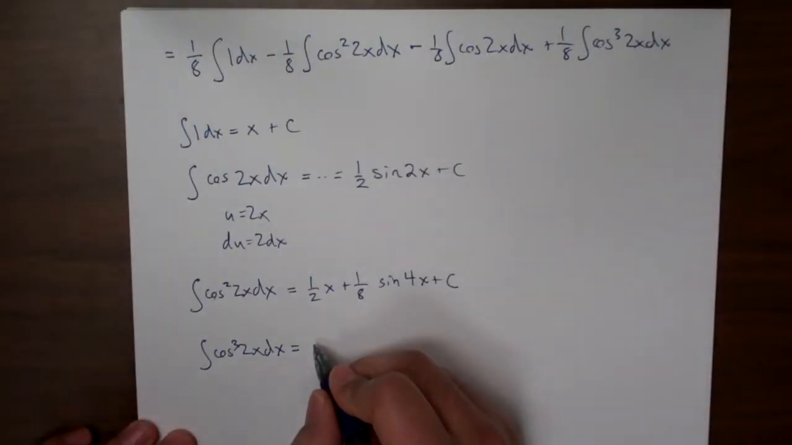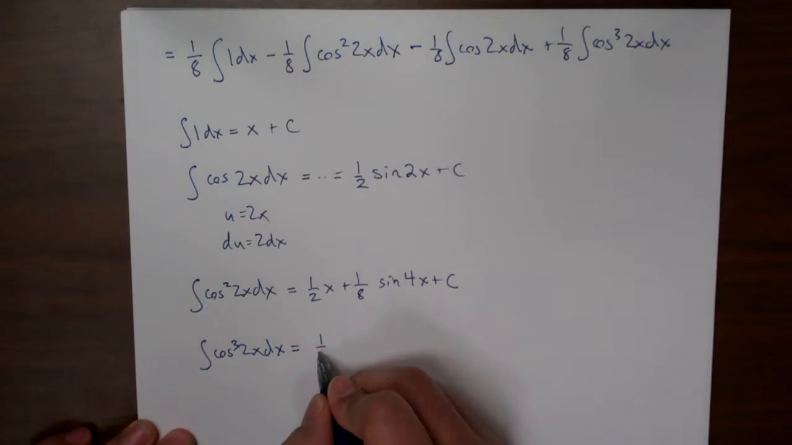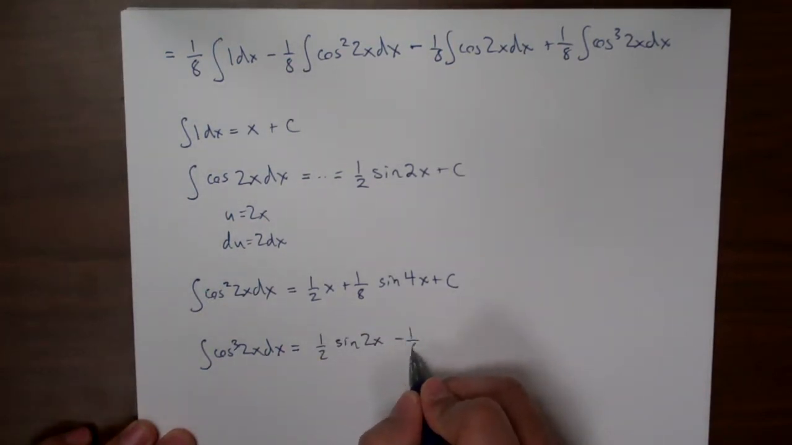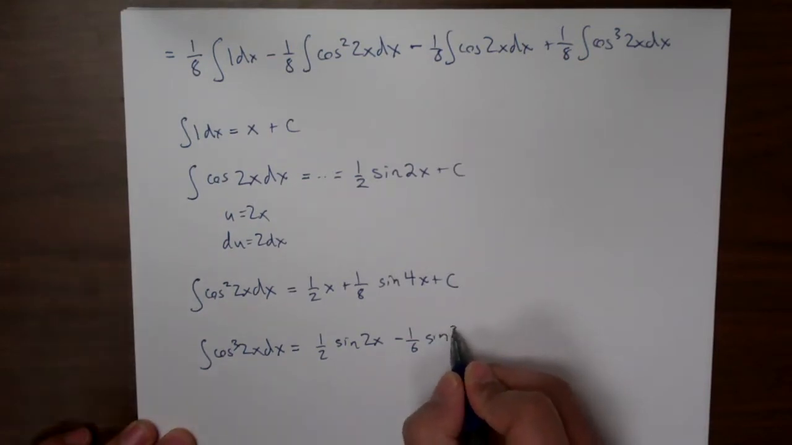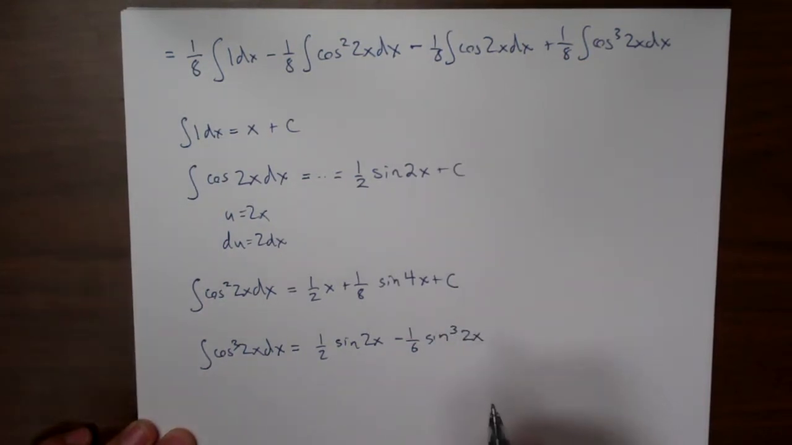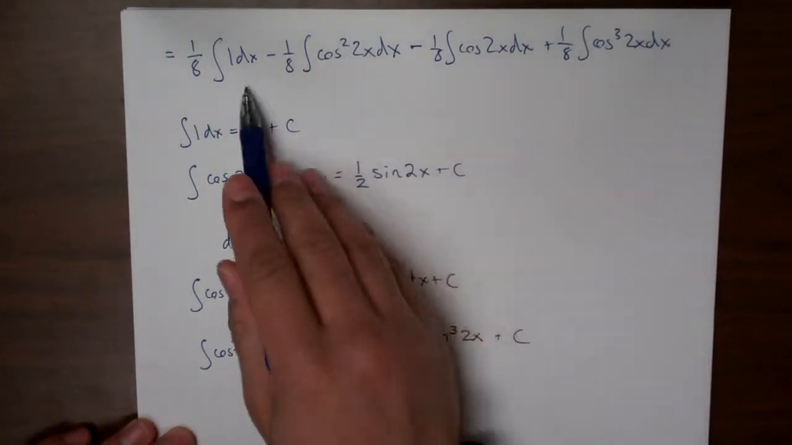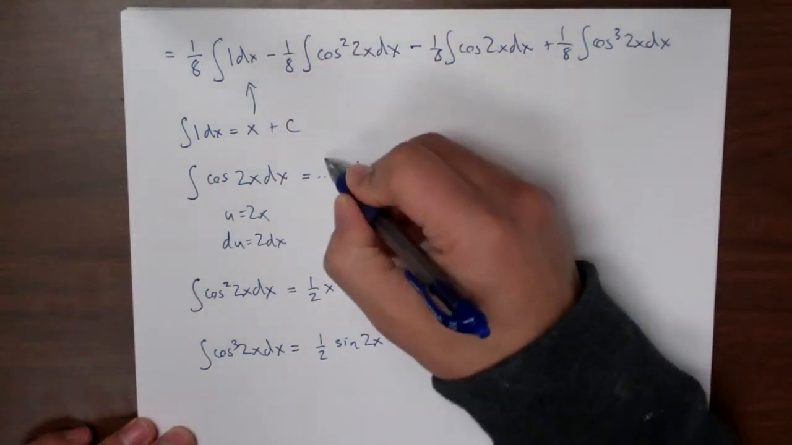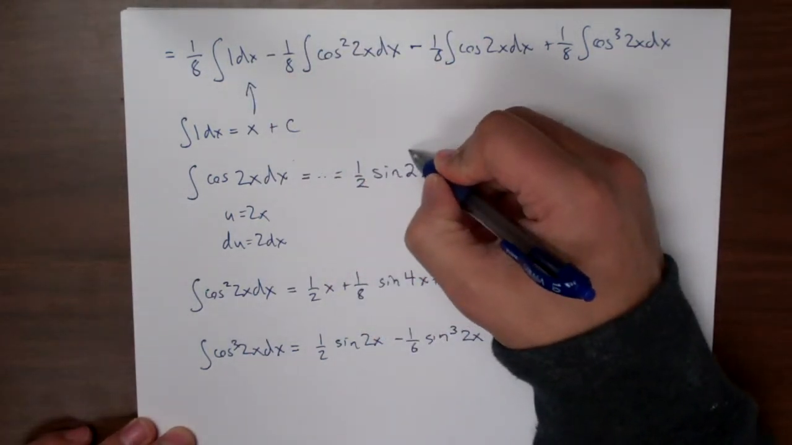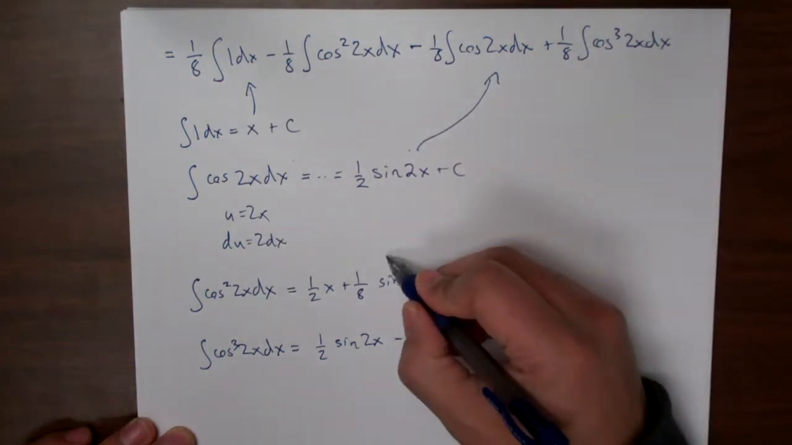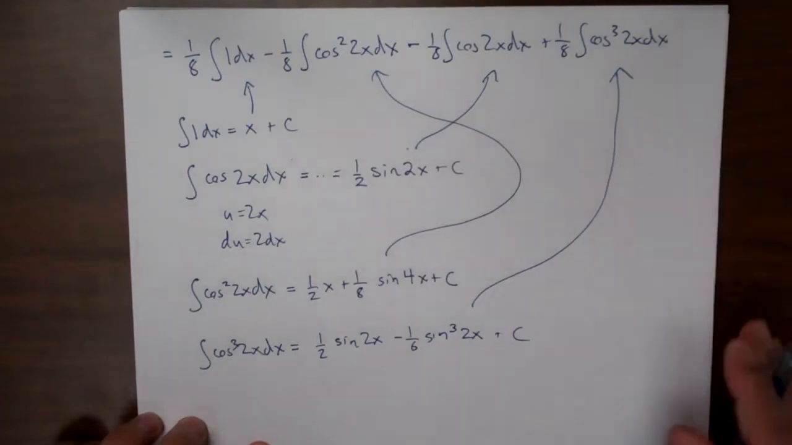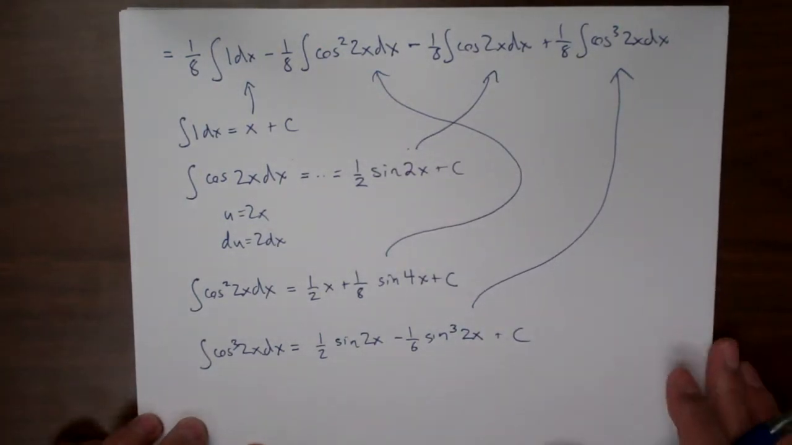Alright, so the integral of the cosine cubed, we got 1/2 of the sine of 2x minus 1/6 of the sine cubed of 2x. Okay, altogether, all these parts will be combined. The cosine of 2x, that was this piece, and this cosine squared will be that piece, and the cosine cubed will be that piece. All these things will combine to give us the final answer.